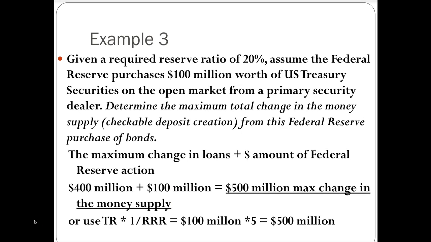Another way you can look at this is you can use the equation total reserves times 1 over the reserve requirement ratio. That's another equation that will actually work. So our total reserves was the amount put into the system, and $100 million worth of Treasury securities was put into the system. So you have $100 million times 1 over the reserve requirement ratio. That's 1 over 0.20, which is 5. So 100 million times 5, you get a $500 million max change in the money supply, or maximum checkable deposit creation.